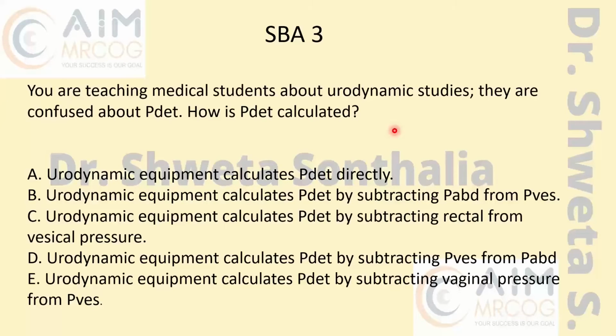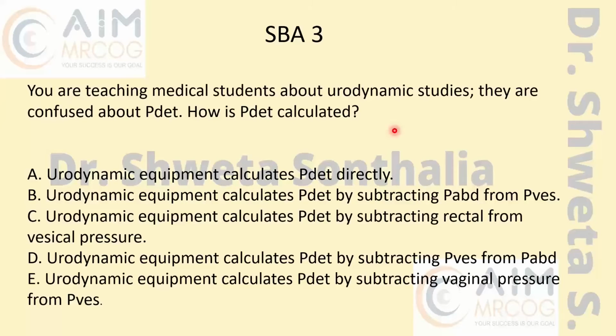You are teaching medical students about urodynamic studies, and they are confused about the pressure detrusor, how the pressure detrusor has been calculated. Yes. And it is actually the pressure vesical minus pressure abdomen. Very good. So what is your answer?